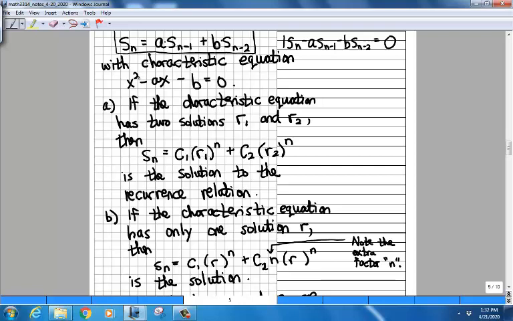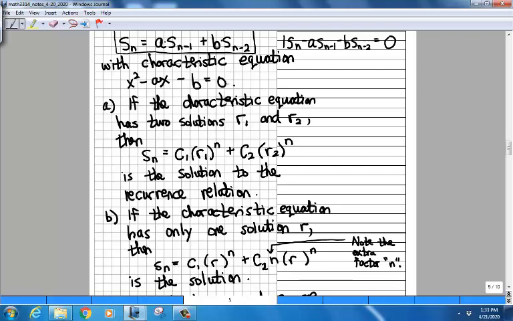Whatever the degree of that characteristic equation is, that's called the order of the recurrence relation. So this is a second order recurrence relation because this is degree 2. This theorem is stated in terms of second order recurrence relations, but it works for other orders as well. It's not restricted to just second order. In the notes today we'll apply this same theorem to a first order homogeneous recurrence relation.